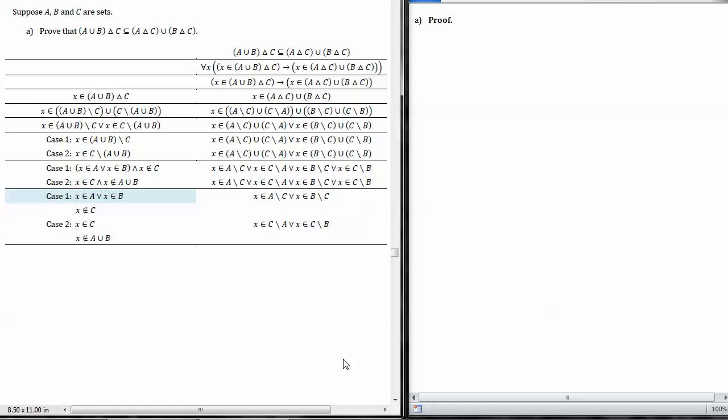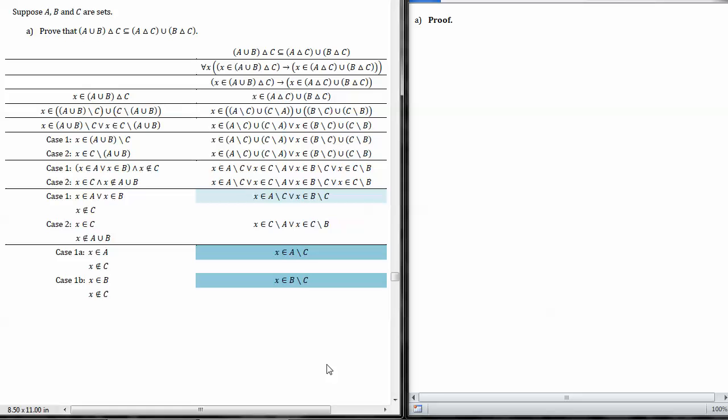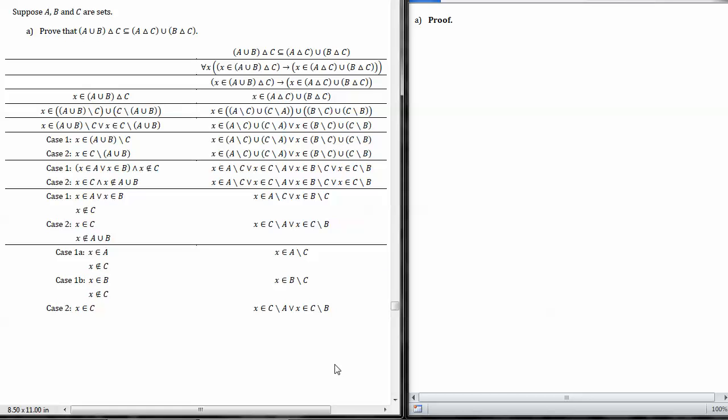Now in case 1, we do have another disjunction. And so that gives us our case 1a and case 1b. And then the other given, x not in C, will come down into each of those cases. And looks like in case 1a, we're going to be able to prove that x is in A minus C. And in case 1b, we'll be able to prove x is in B minus C. Okay. In fact, let's just say that we're done with those cases now, and we can move on to case 2.